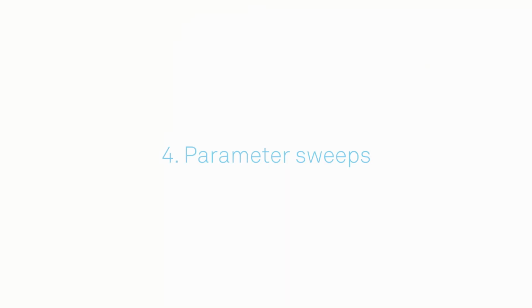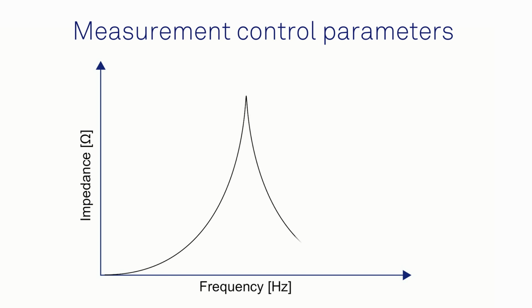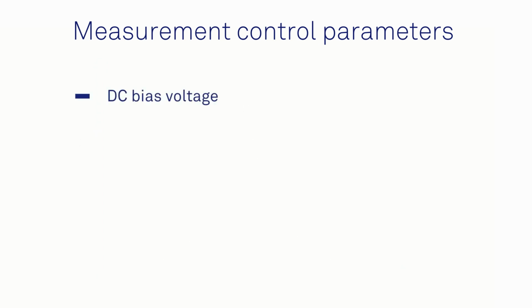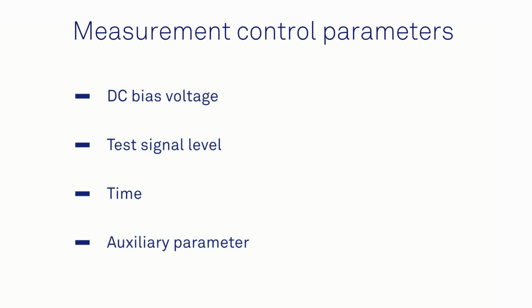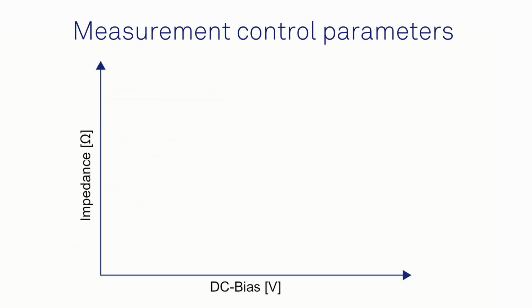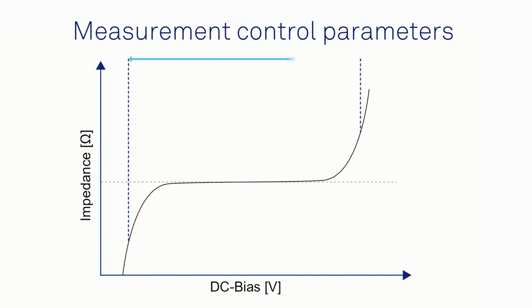In addition to measuring impedance as a function of frequency, you may want to measure it as a function of other parameters such as DC bias voltage, test signal level, time, or even an auxiliary control parameter which would give you flexibility for future applications. Make sure that the impedance analyzer that you're considering can sweep the voltage to the levels you require to fully characterize your device. For example, when doing CV profiling.